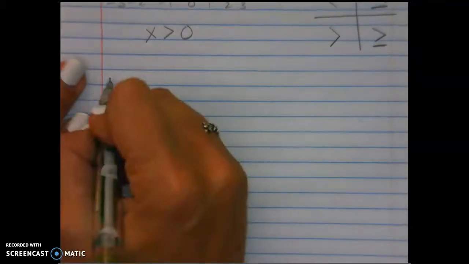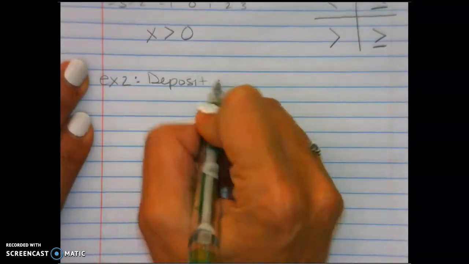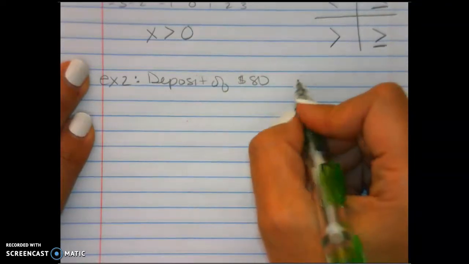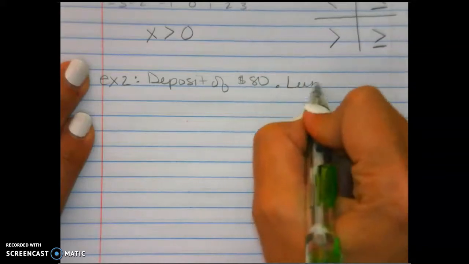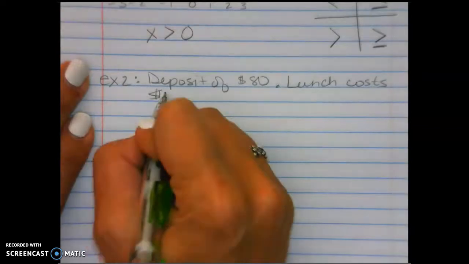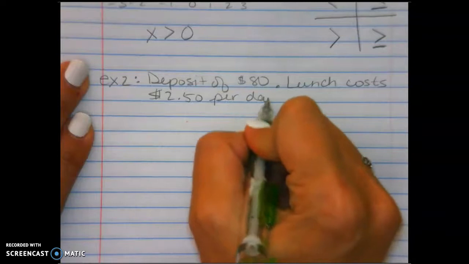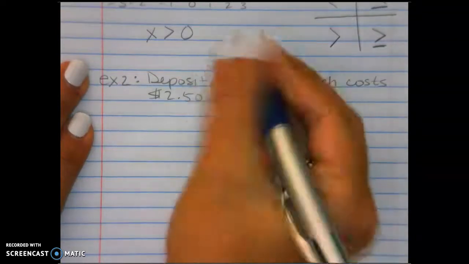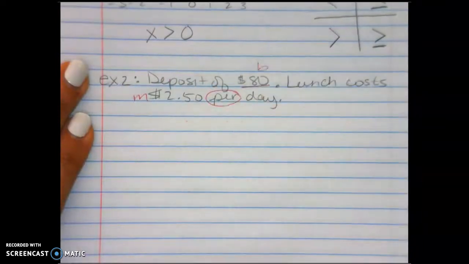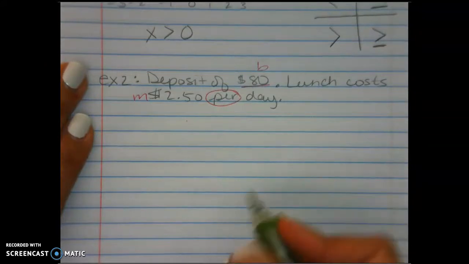Okay? So we're going to practice now writing a couple of word problems out. Ariana's mom, so this is going to be example 2, made a deposit of $80 in her lunch account, and lunch costs, I'm just going to abbreviate so we're not writing quite so much, $2.50 per day. So per, remember, that is going to be your multiply word. So this is your M, this is your B. Define the variable.